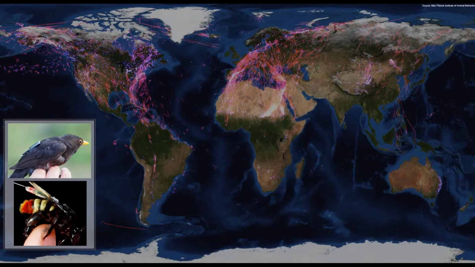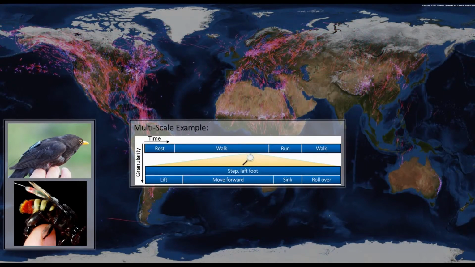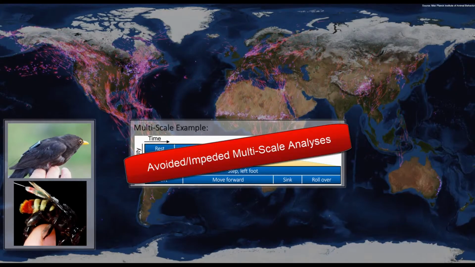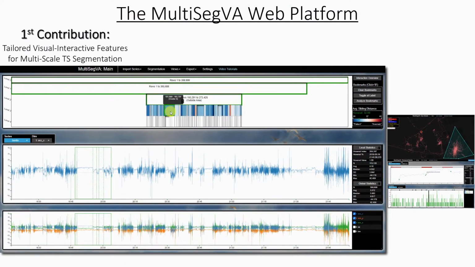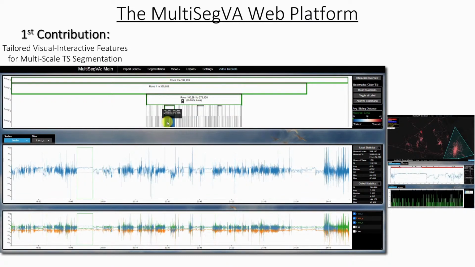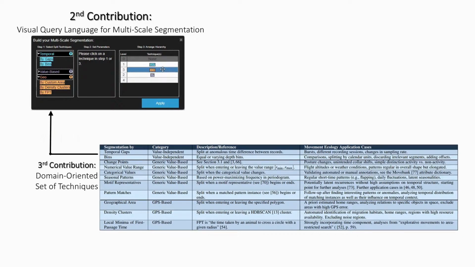Billions of biologging records reflect animal behaviors on many temporal and spatial scales, yet segmenting the time series on multiple scales is often avoided or impeded. Hence we present our MultiSegVA platform with its three contributions. First, MultiSegVA contributes tailored visual interactive features for multi-scale segmentation. Second, we show a new visual query language to flexibly configure scale-wise techniques and parameters. This VQL consumes a domain-oriented set of techniques, our third contribution.